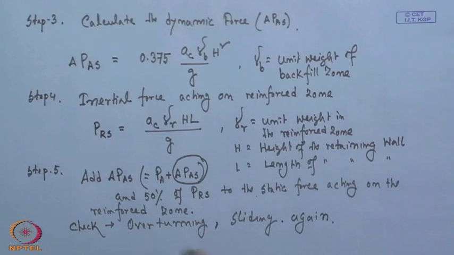Once we check overturning and sliding, if it is safe, then fine. If it is not safe, then you have to change our properties, that means the length of the reinforcement and other things, to make the reinforced retaining wall safe under the seismic condition also. So, we have to redesign, change the dimensions of the retaining wall and all the other parameters, so that it can be safe under the seismic condition. So, these are the external checks.